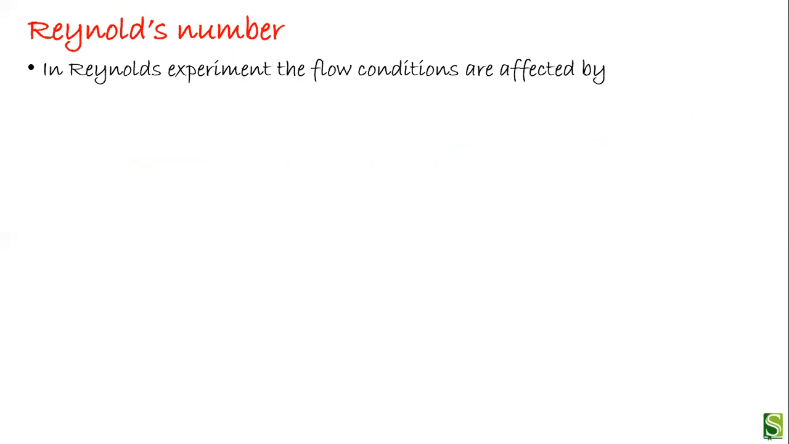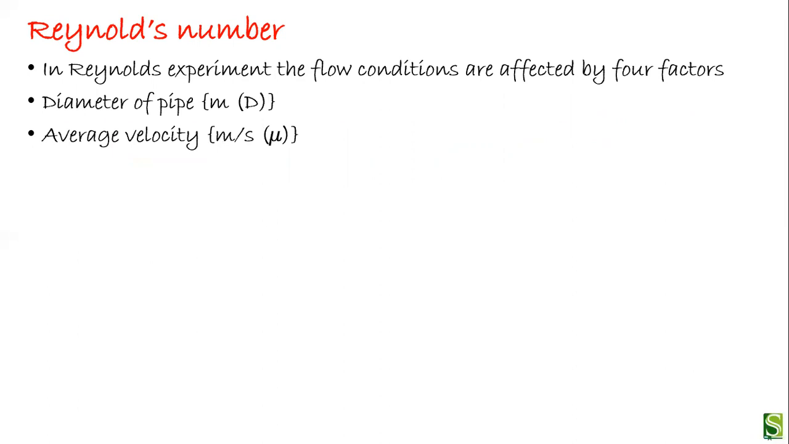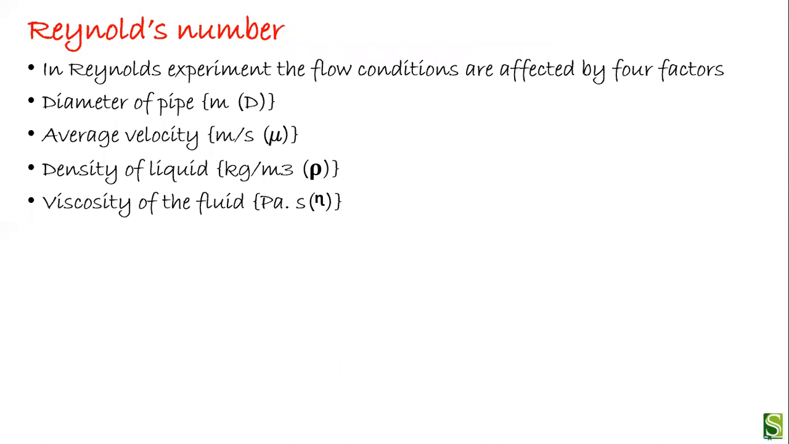Okay, so Reynolds number gives us some conclusions. In Reynolds experiment, the flow conditions are affected by four factors. The first is the diameter of the pipe, then the average velocity of the fluid, the density of the liquid, and its viscosity.